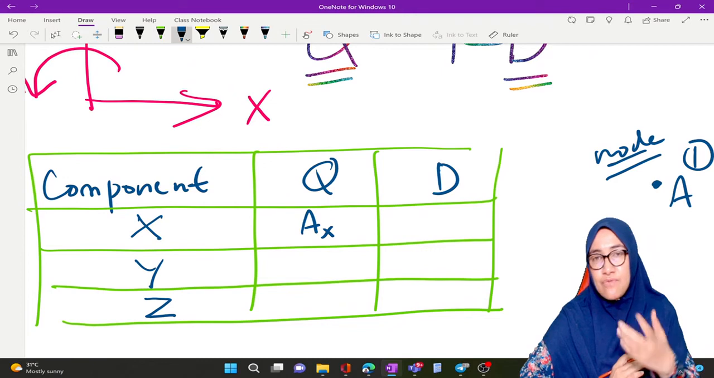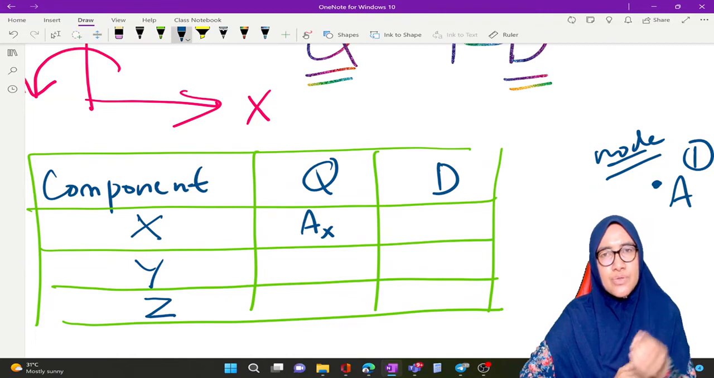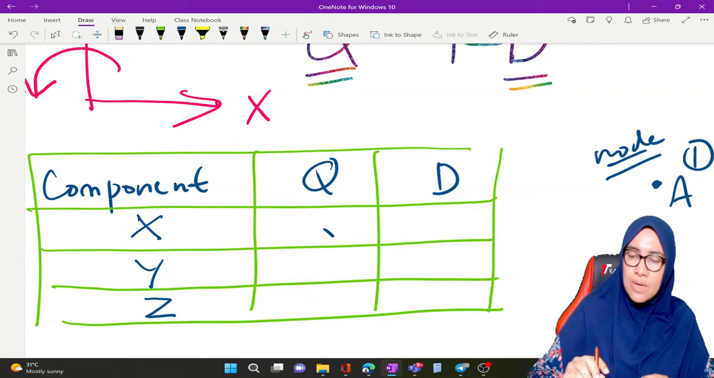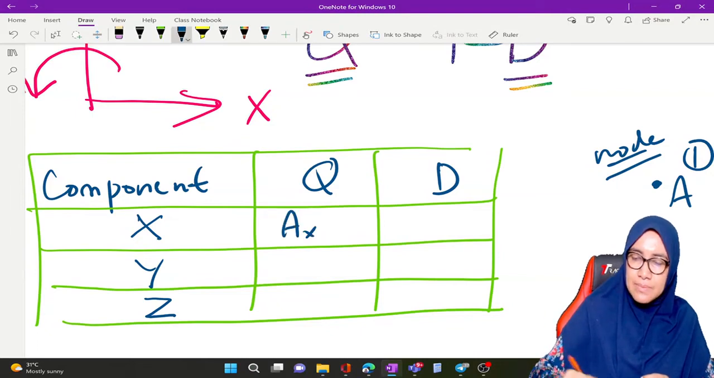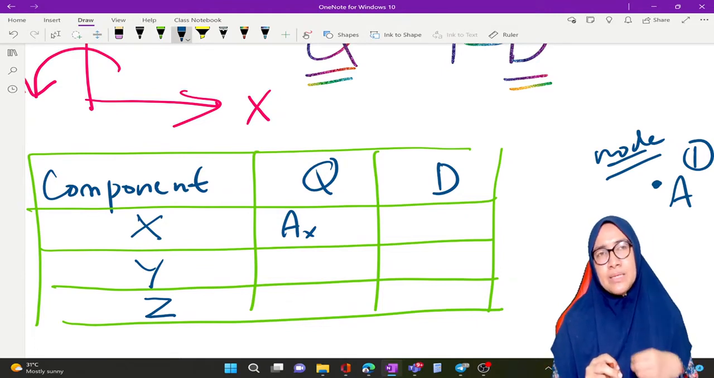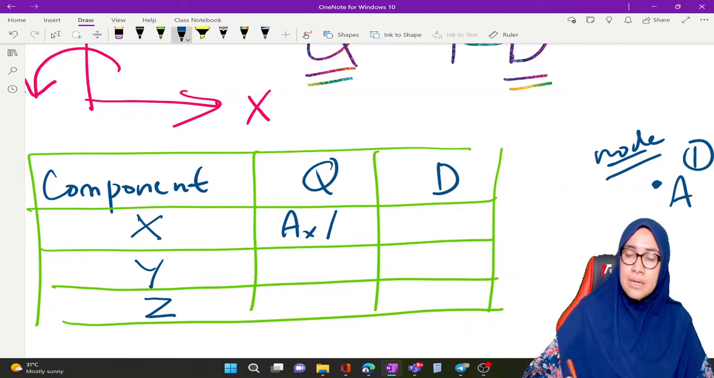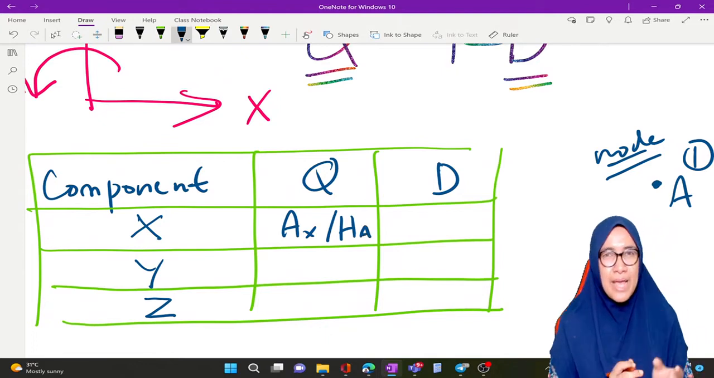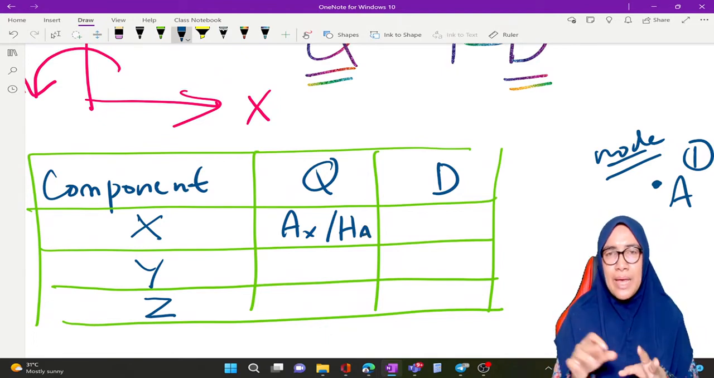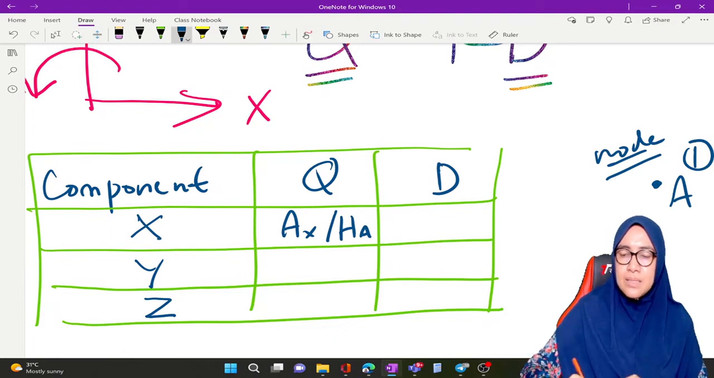Okay, that is forces. Horizontal force at A, we can also label as H for horizontal force, HA. We can also label as AX if it is for position A. If it is for B, it is BX. If it is for D, it is DX. So A means the position. Y at position A is AY.